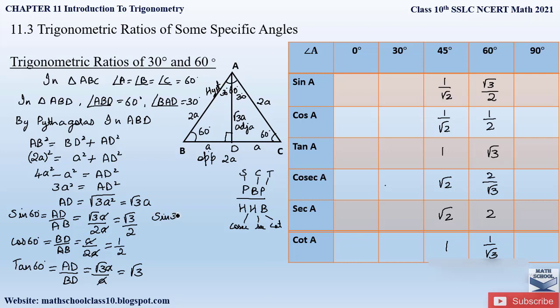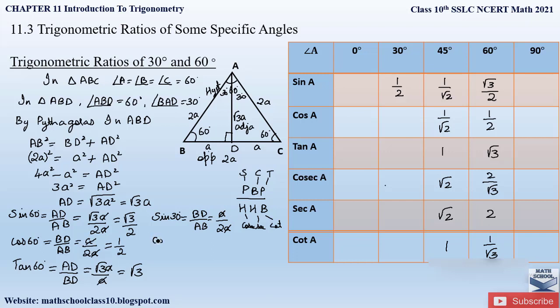Now let us find out the value of sine 30. The sine value is given by perpendicular by hypotenuse. So our perpendicular is BD and hypotenuse is AB. So BD is how much? Here our BD value is A and AB is 2A. So A and A will get cancelled and we will be left with 1 by 2. So sine 30 is 1 by 2.